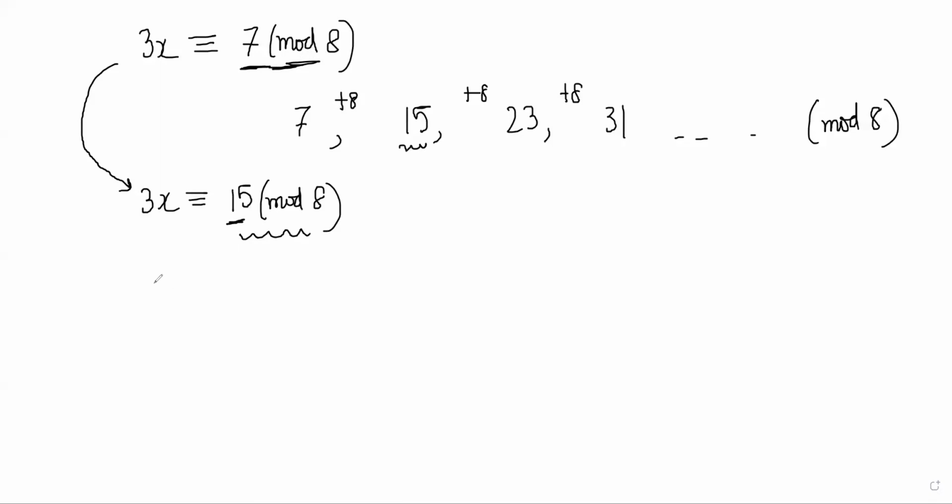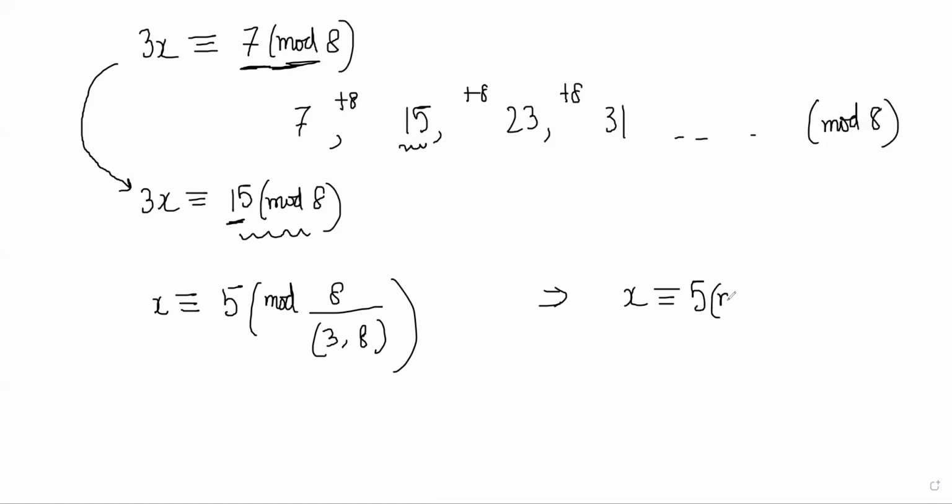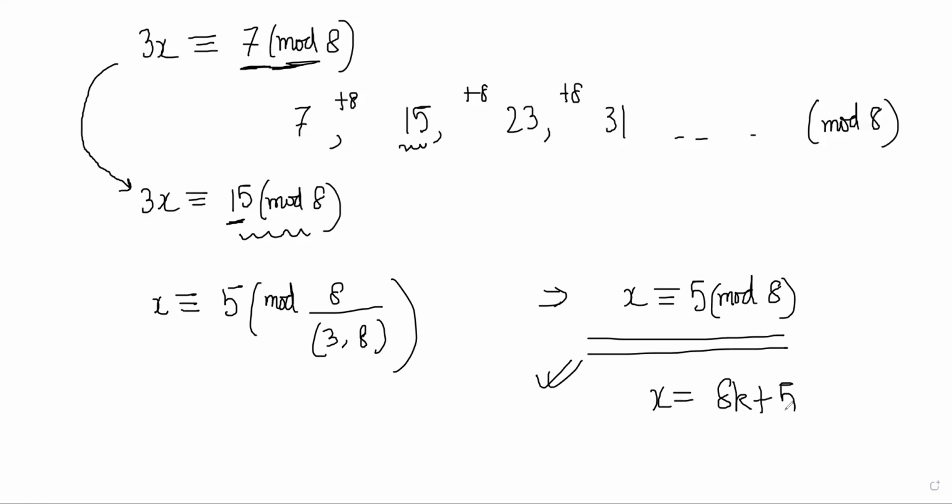And once you do that, you can now divide by 3 and x will be congruent to 5 mod 8, by GCD of 3 and 8. And GCD of 3 and 8 is actually 1. So you're getting x is congruent to 5 mod 8, right? So that is the solution of this linear congruence because now x can be anything like 8k plus 5. Any integer of the form 8k plus 5, or 5 mod 8, is the solution for the above congruence. So that was the solution there.